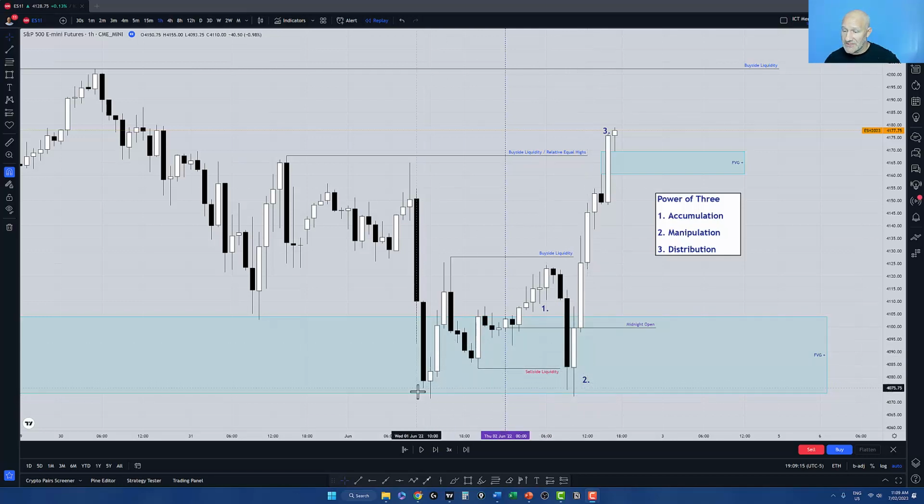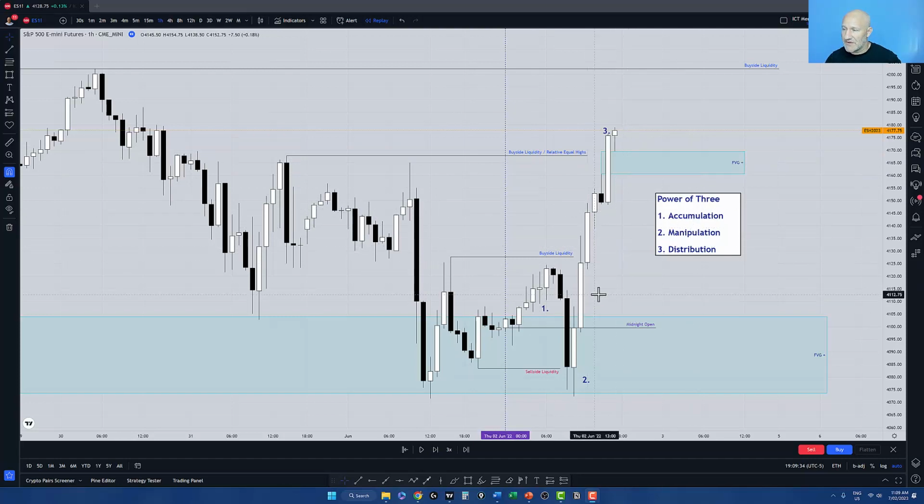You can see we don't take out the sell side liquidity here before the market then races higher. You can see we take out the buy side liquidity, we take out these relative equal highs here, and we don't quite reach the buy side liquidity here, but you can see price is reaching for that. So this is really our power of 3 in action.